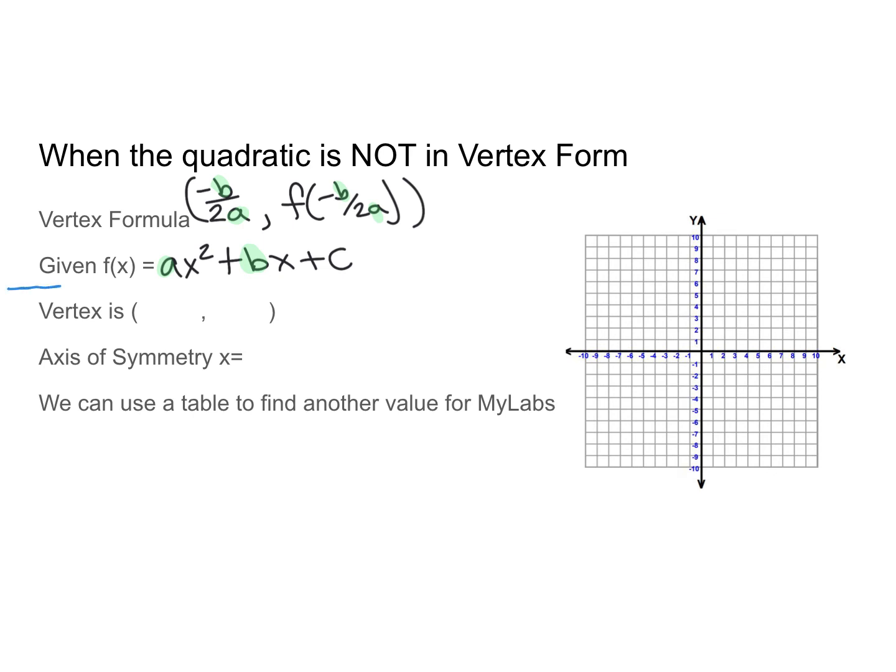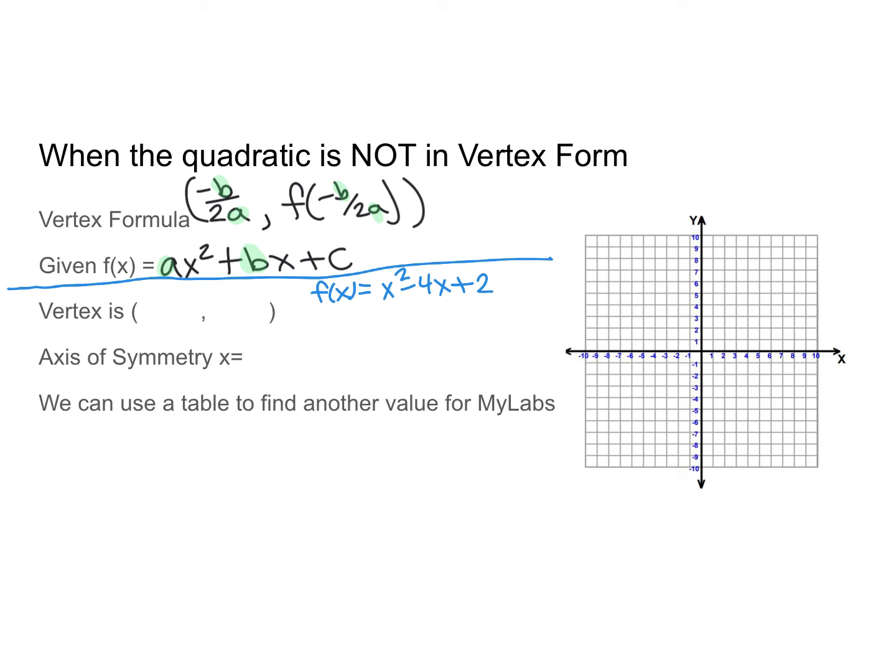Hold on, let me give you the actual equation. So if I had f of x equals x squared minus 4x plus 2. All right, we're going to do this one first. I don't know why it didn't come up on the screen, but this is the problem that we're going to find the vertex for.